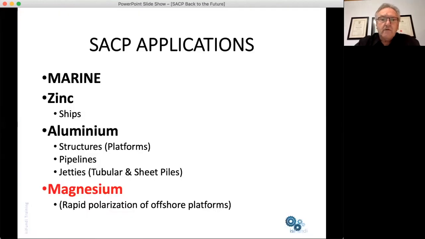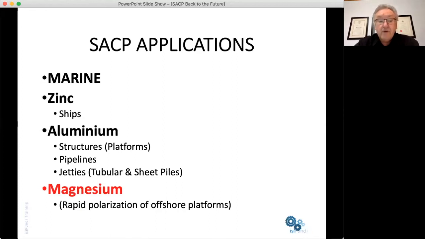We use these sacrificial anodes in various applications. We've already spoken about the use of zinc on ships. Aluminium anodes are particularly used on structures offshore, offshore meaning in the sea. These can be platforms, oil wells, gas wells. They're used for subsea pipelines, and they're extensively used for the protection of jetties, where we have tubular and sheet steel piles going into the sea.